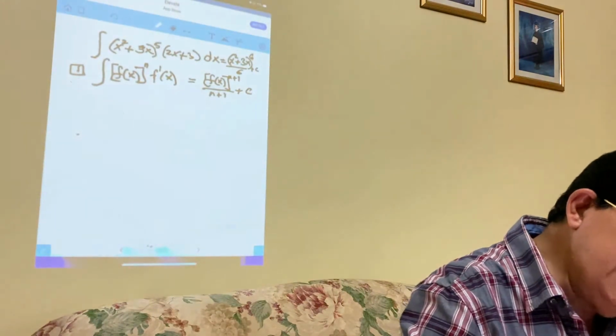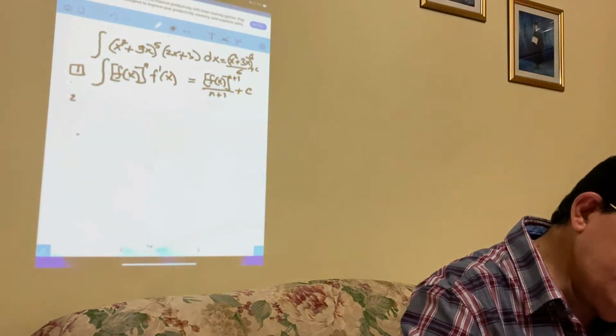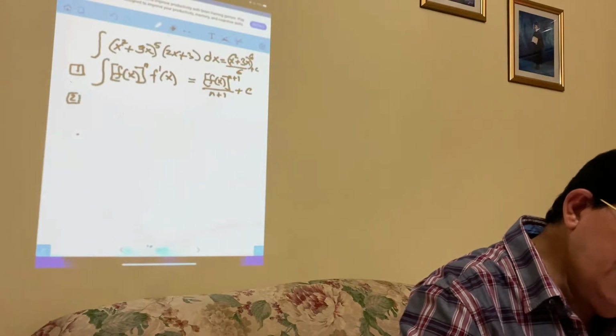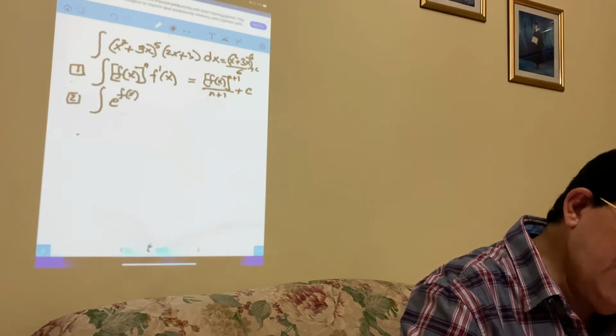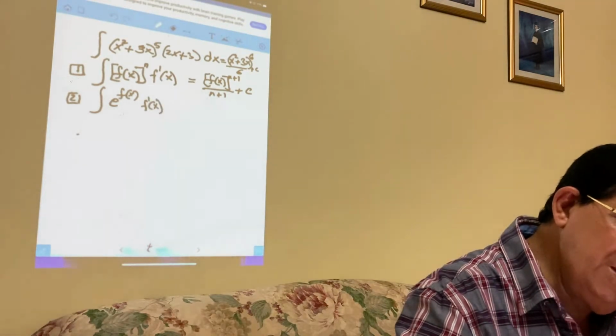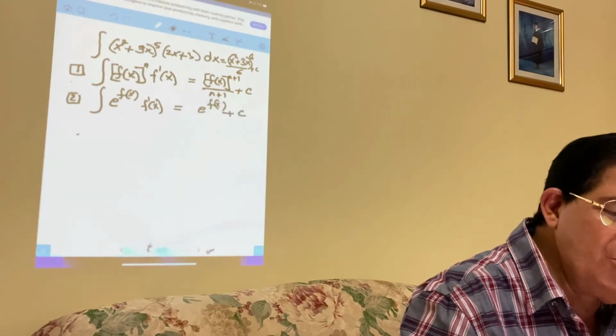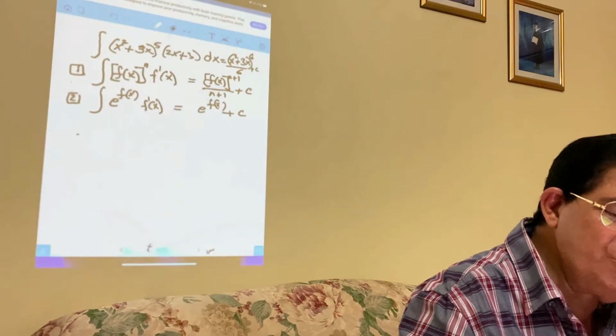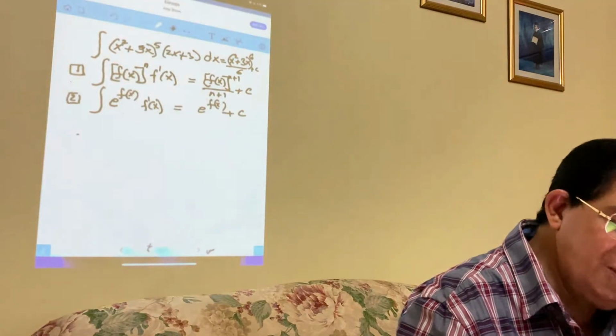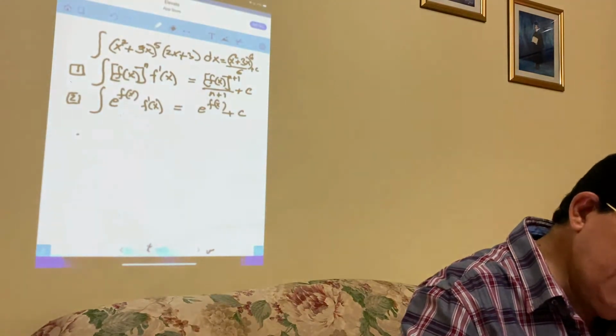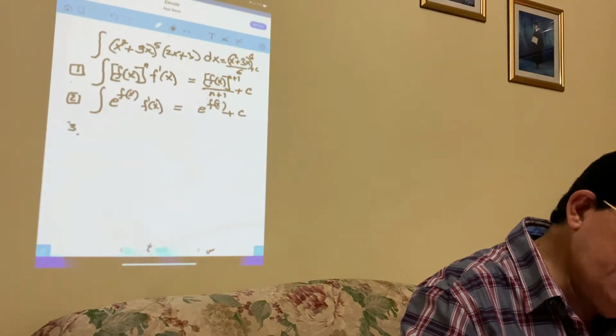We can have a similar rule to this. The integration of e power f of x times f dash x would be e power f of x plus c. And the reason is because if we differentiate this, we get this. And we can have the third rule of the same type.